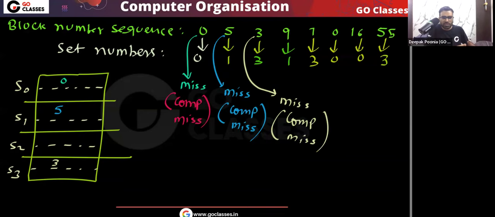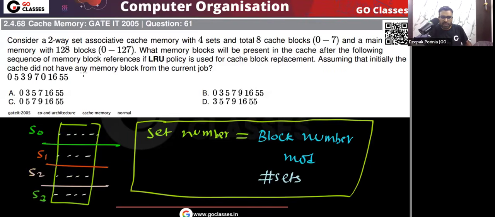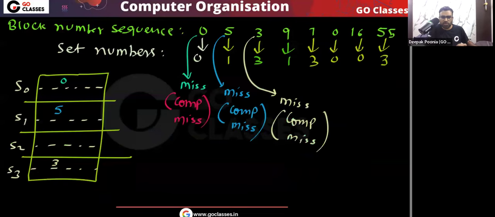Remember, the question is not asking you the number of misses. The question is not asking you whether it is a compulsory miss or not. I'm just giving you some extra information in this question. But actually the question is just interested in, at the end of this sequence, which main memory blocks will be present in the cache. This is what the question is asking.